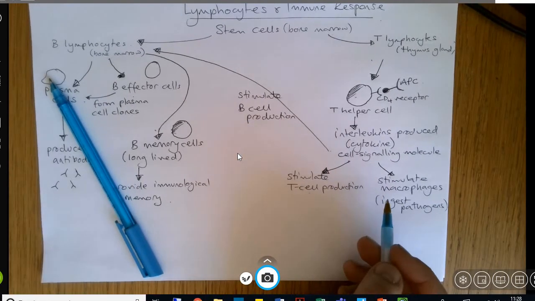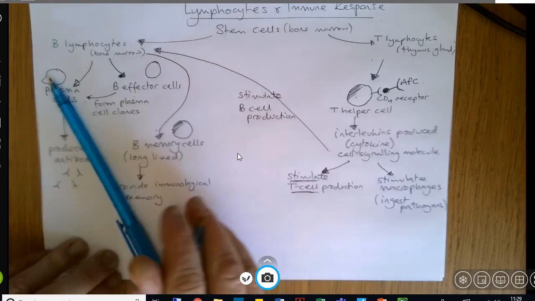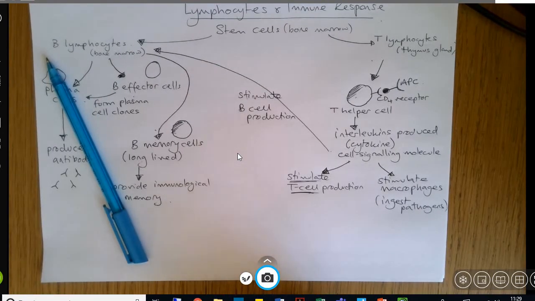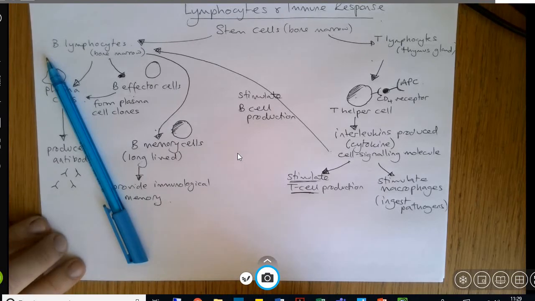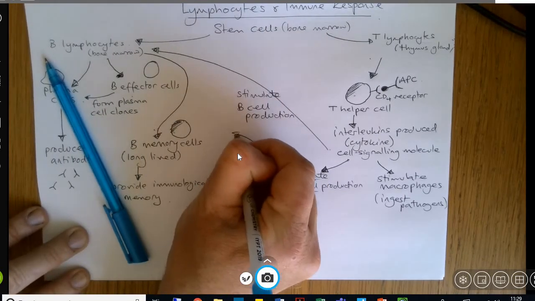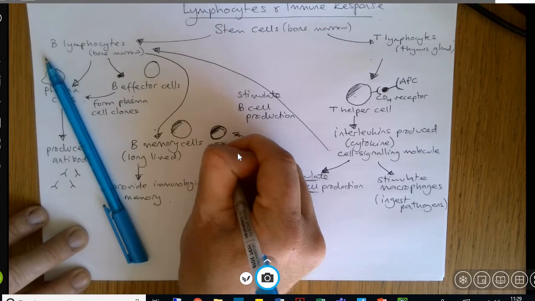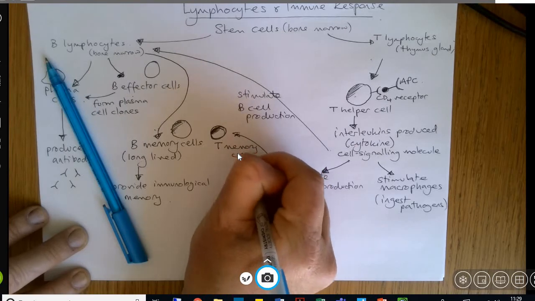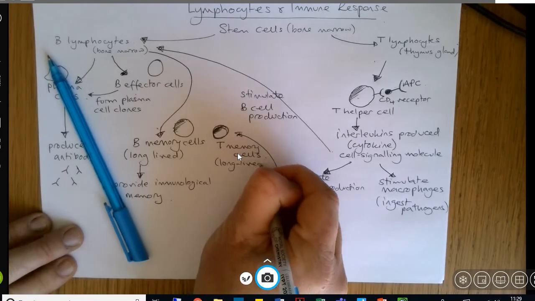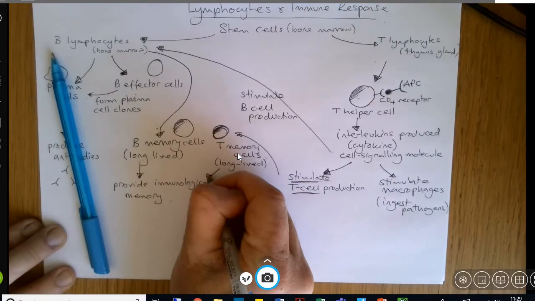Now, what then goes on? Let's have a look in a bit more detail at this part here, T cell production. We've got three more types of T cells that can be produced. Now we have something very similar to the cells over here. We have T memory cells. T memory cells are also long-lived, because as the name implies, they need to remember stuff. They also provide this immunological memory.